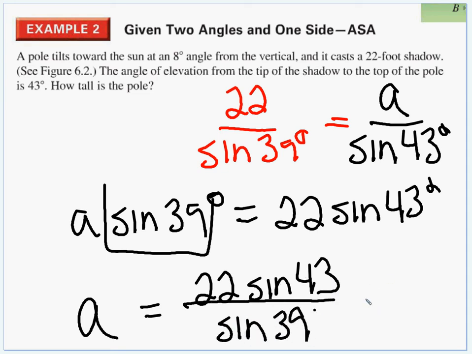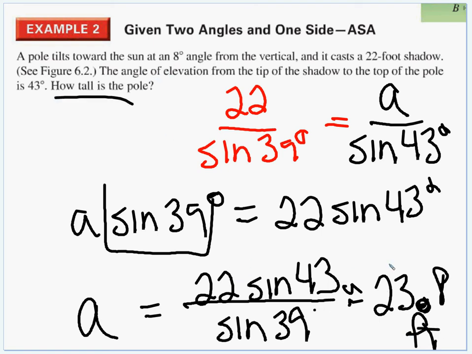And we punch that in the calculator. We're going to get approximately 23.8 feet. 23.8 feet, because again, they were asking us how tall is the pole. 23.8 feet long.